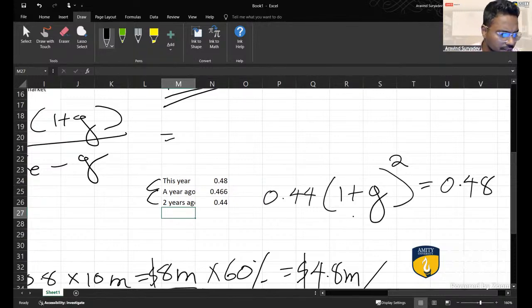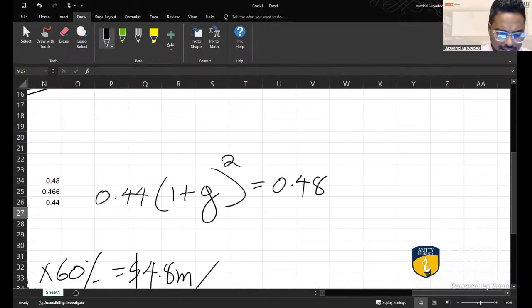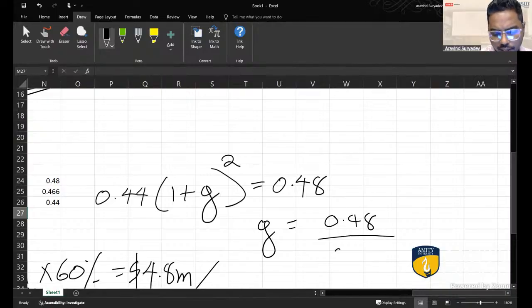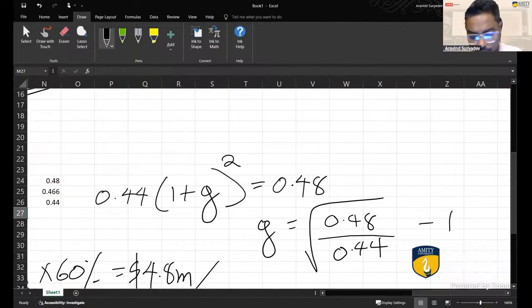Now, let me see what they've done over here. I think they've made a mistake in what they have done. Okay, cool. All right, that can also be done. Anyways, let's see what rate we get. So the growth rate is equal to 0.48 divided by 0.44, square root of this, minus 1. So let me see what we can calculate.